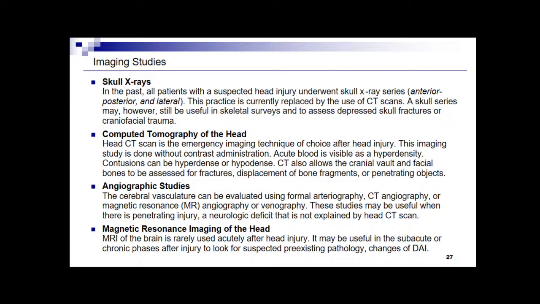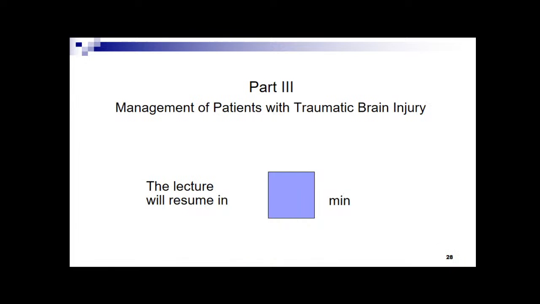And the last method of examination is magnetic resonance imaging of the head, MRI. It's a very useful method for assessment of the structure of the brain in the late post-traumatic period. May be useful in diagnosing subacute or chronic phases after injury, for example, diffuse axonal injury.